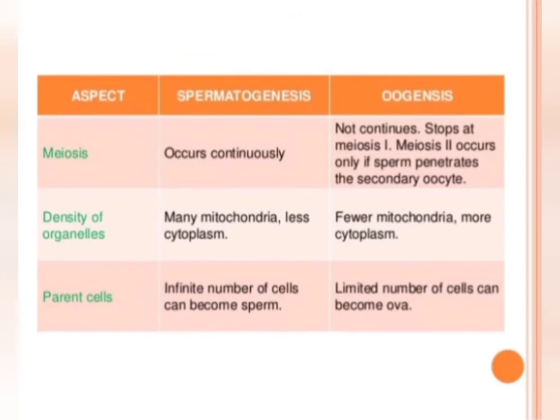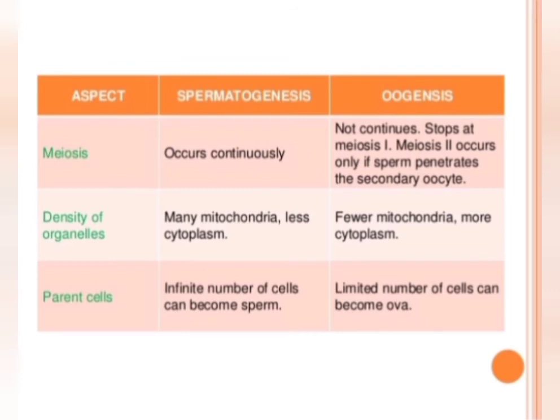Now the next aspect is meiosis. In spermatogenesis, meiosis occurs continuously. But in oogenesis, it is not continuous. It stops after meiosis 1, and meiosis 2 will occur only if the sperm penetrates the secondary oocyte. This is a very important point that we have to note down.